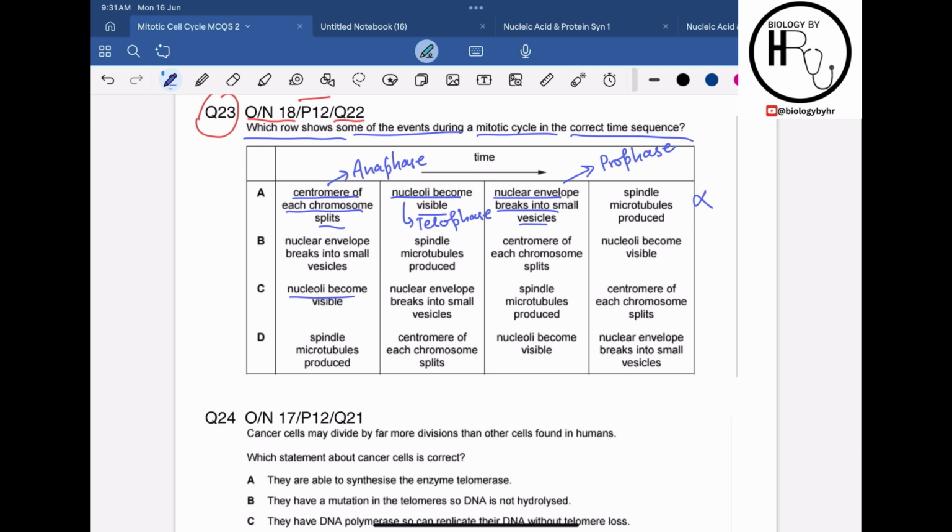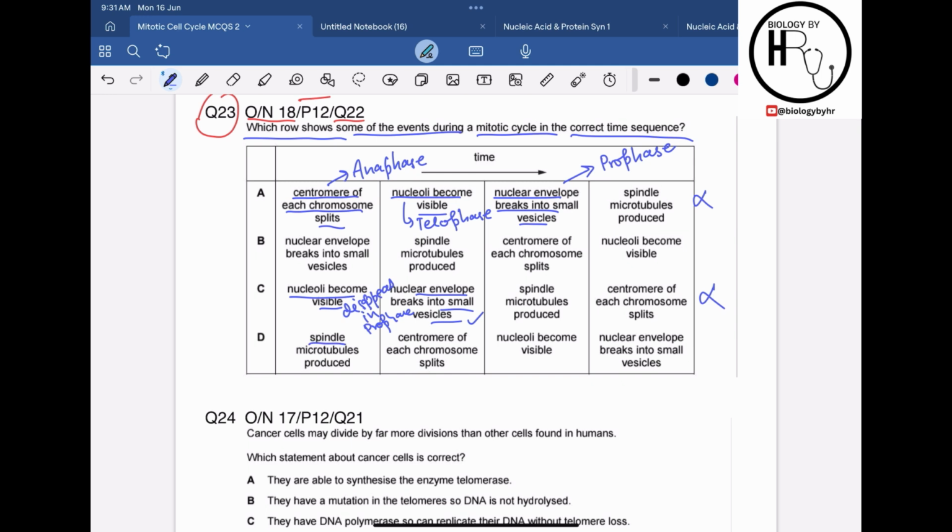Nucleoli becomes visible. No. Nucleolus या फिर nucleoli जो होता है, it disappears in the prophase. पहले वो disappear होगा and then it will reappear again. Nuclear envelope breaks into small pieces. ये सही है, but this is not correct. Nucleoli becomes visible. So hence this option will also be eliminated.